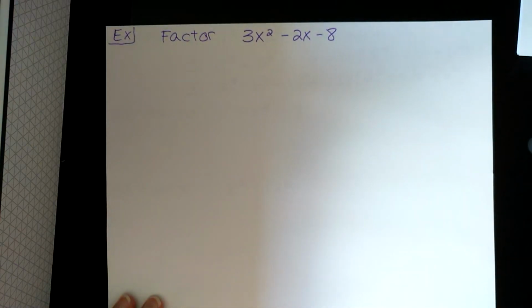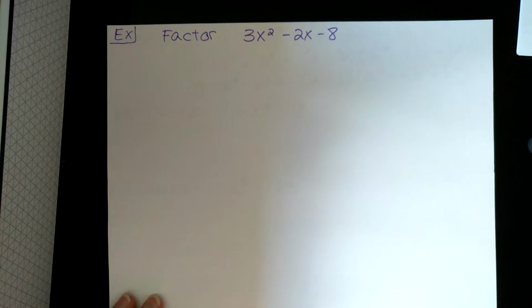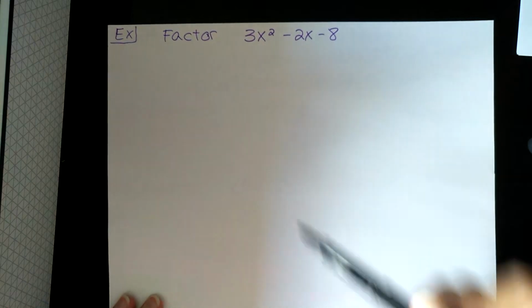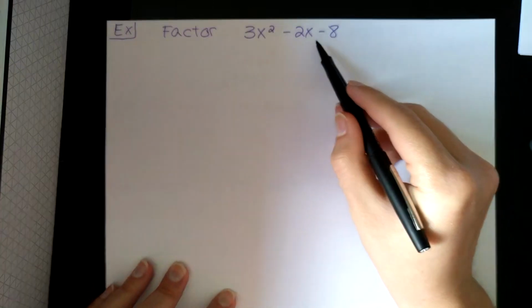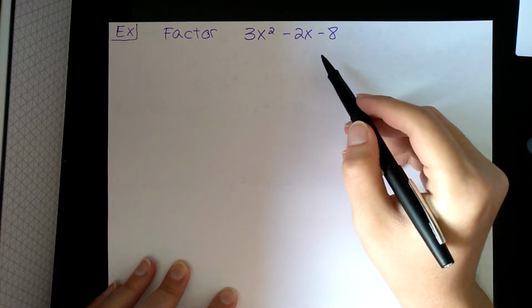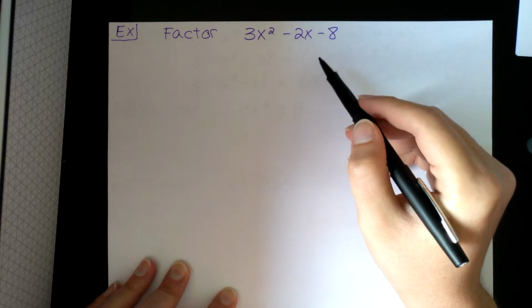All right, so from there, I'd like you to take a moment, go ahead and pause the video and see if you can factor 3x squared minus 2x minus 8 using the middle out method.